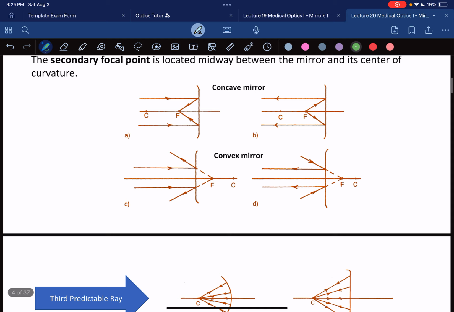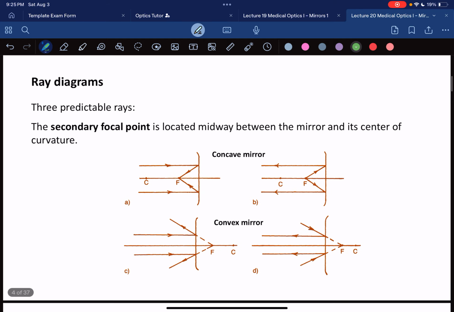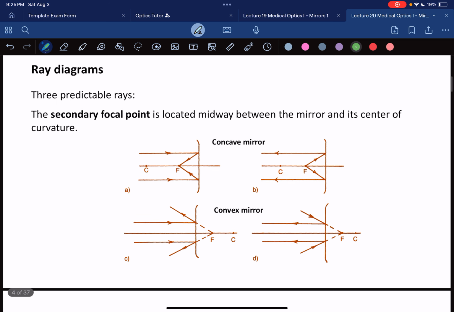Anyways, you should memorize these things. Here's one of them. For a concave mirror, if we have light coming from optical infinity, it is going to focus at the focal point. This is because of that one rule we learned a while ago, that parallel light before reflection is associated with the secondary focal point.